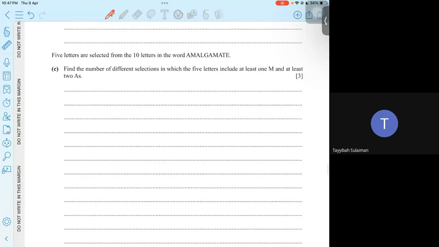So 5 letters are selected from the 10 letters in the word amalgamate. Find the number of different selections in which the 5 letters include at least one M and at least 2 A's. Again, let's give it 2 minutes, and you let me know what you get.